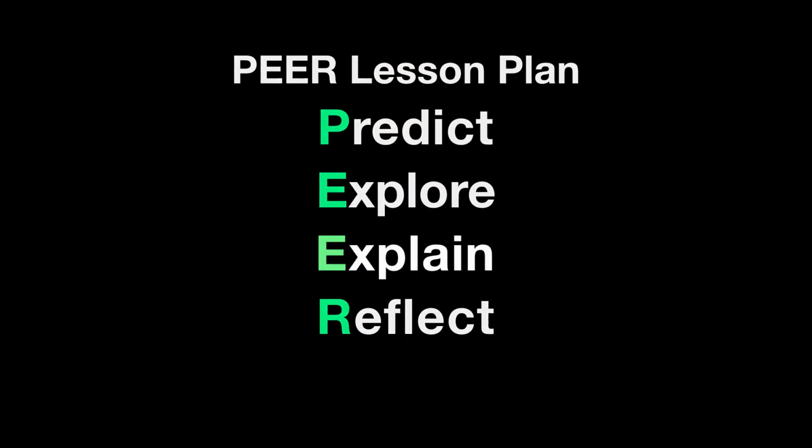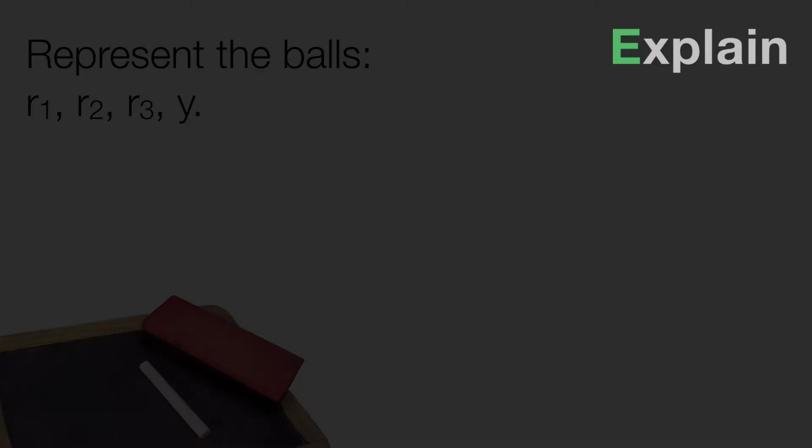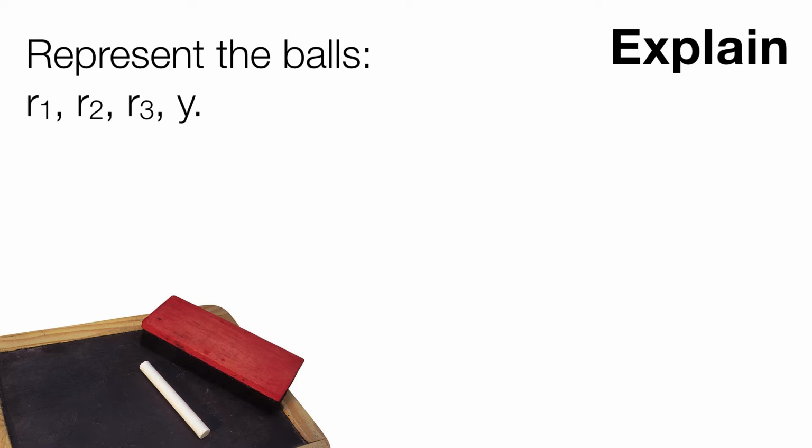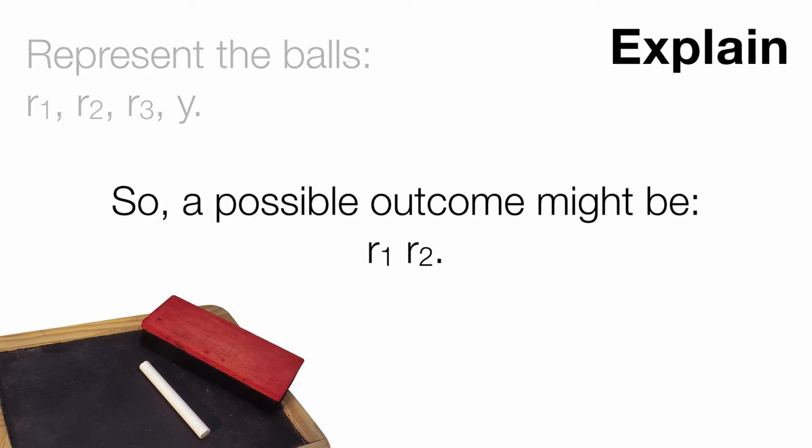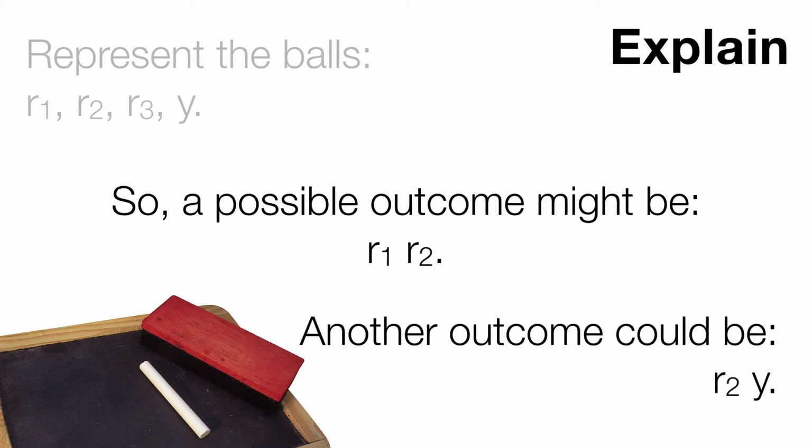The third component to the lesson is working on a theoretical explanation for what is happening. Start by representing the ball symbolically, then imagine all the possibilities for outcomes.